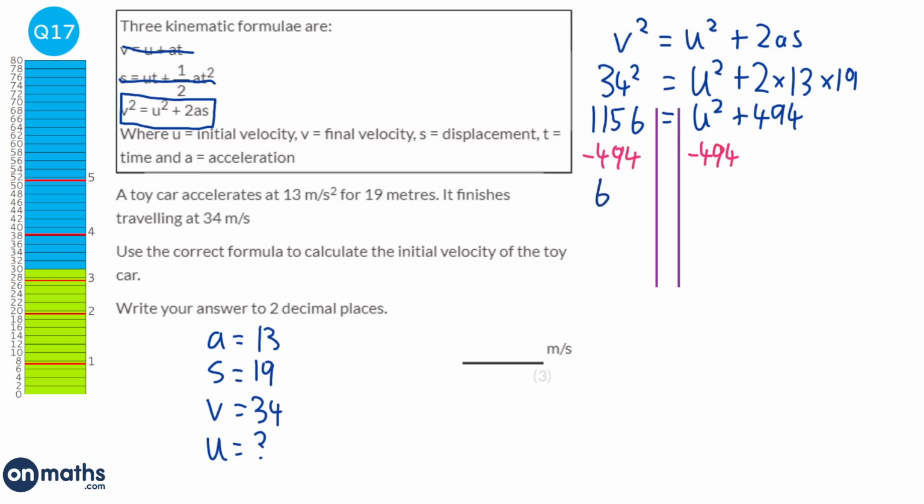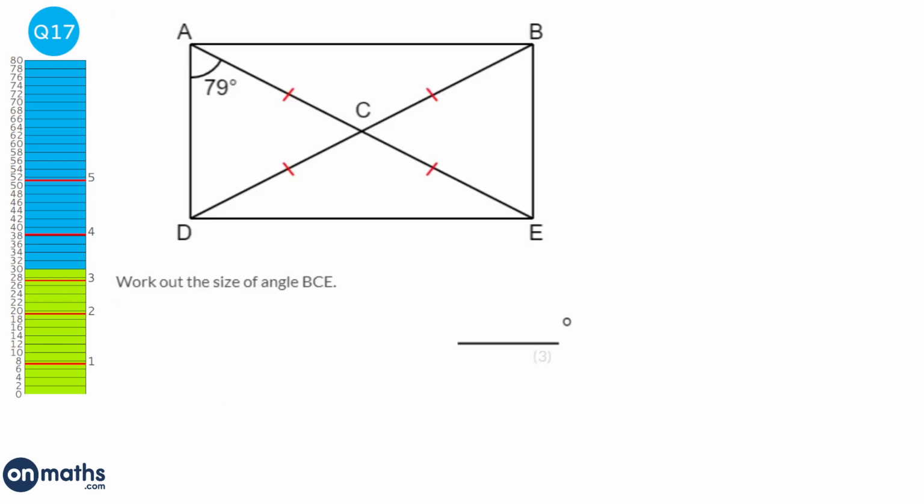And so we're left with 662 equals u squared. Then we're just going to square root both sides. And so the square root of that is going to be 25.729... And it wants it to 2 decimal places, so it's going to be 25.73.